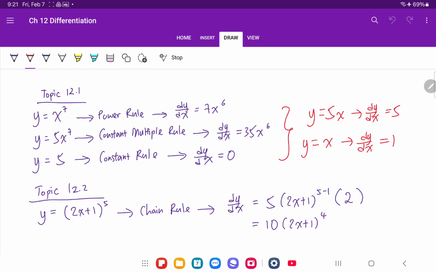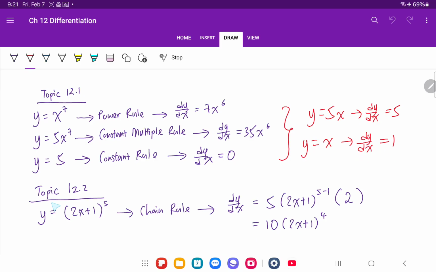Now, out of these three rules, there are two special cases that we have to memorize. For example, when y equals 5x, the dy/dx must be 5. You must memorize this. And when y equals x, the dy/dx is 1.